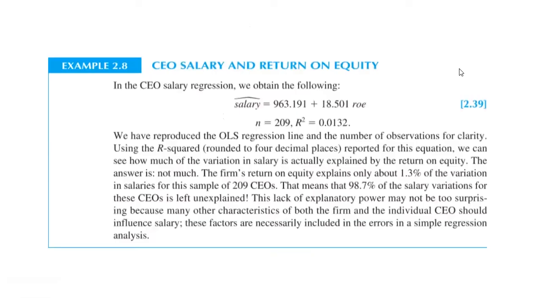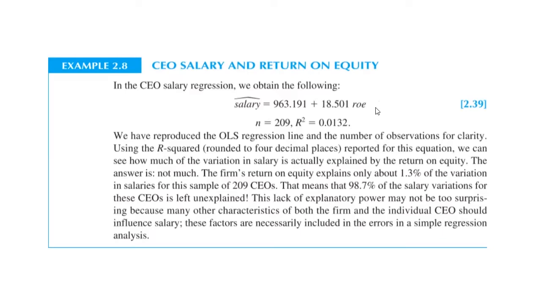Now we are going to see a practical implication of goodness of fit. So we've got an econometric model here that explains how much of a CEO's salary is affected by return on equity. So in this model, our R square is equal to 0.0132. And that means that only 1.3% of this model is explained by return on equity. That is, only 1.3% of a CEO salary is explained by return on equity.